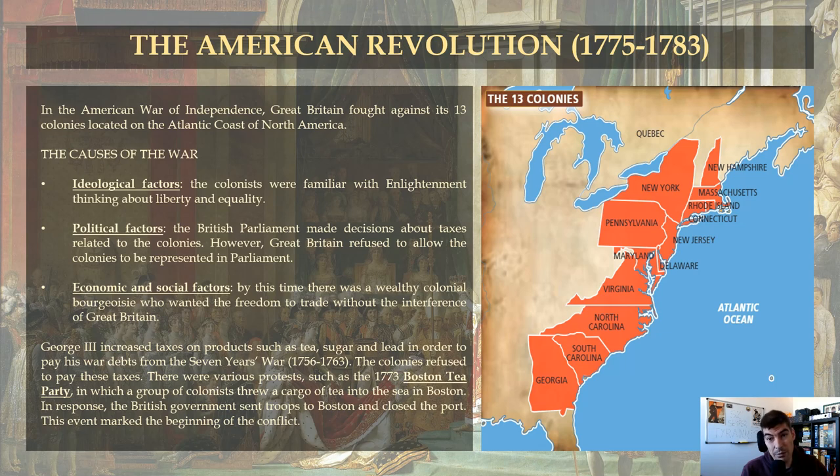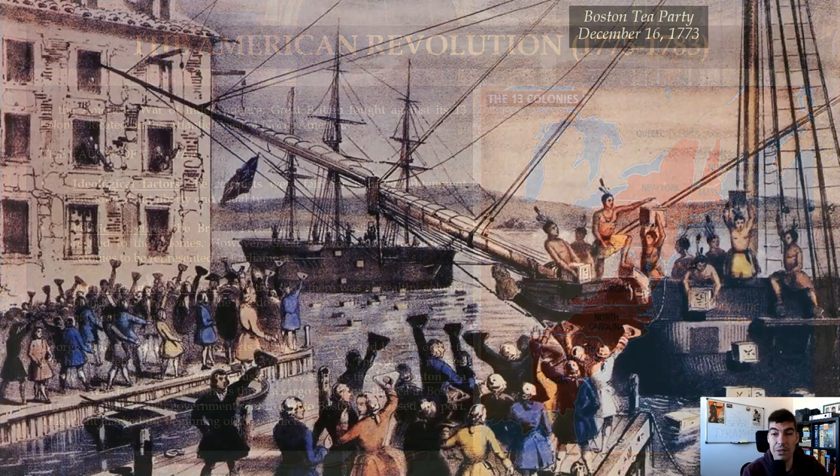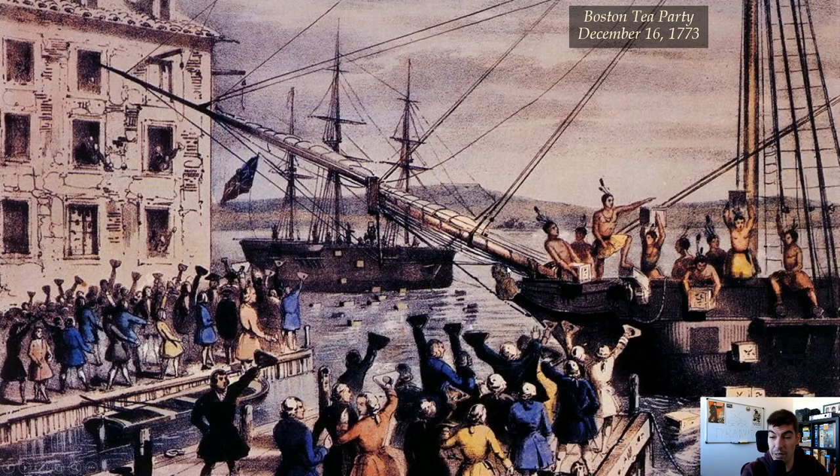One of the most famous episodes of protest was the Boston Tea Party in 1773, in which a group of colonists dressed up as Indians threw a cargo of tea into the sea in Boston Harbor. Here you have them. They're throwing this tea cargo into the ocean. Why? Because the king had raised a tax on tea, and the colonists refused to pay. This was the origin of the war.